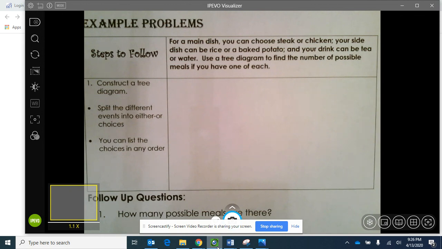So when we are calculating probability, sometimes you won't be given the total number of outcomes, so you can use a tree diagram to figure that out. Let's take a look at our first example.